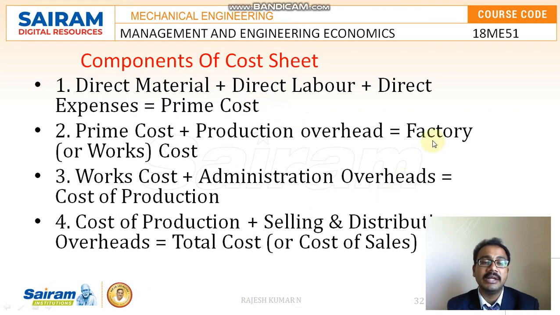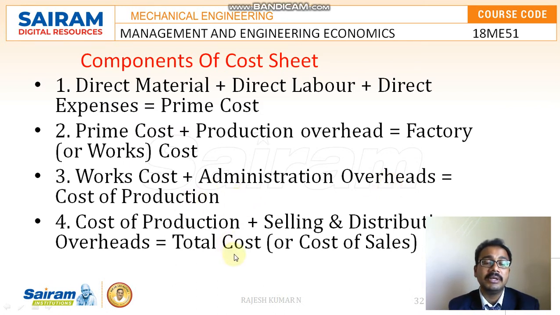Then what is the factory or work cost? Factory or work cost is nothing but the summation of prime cost plus production overhead. As we know, overhead is nothing but the indirect expenses, and the prime cost is nothing but the summation of all the direct material, labor, and direct expenses. Then moving to the next one, cost of production, which is the work cost, that is the second type, plus the first type, administration overheads. Administration overhead, like maintenance, advertisements and all those things, is included in administration overheads. So that is nothing but the cost of production.